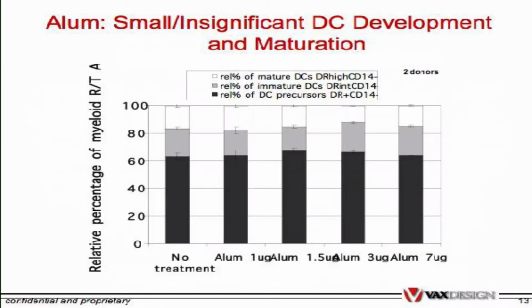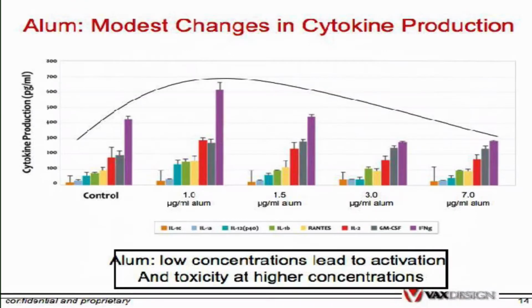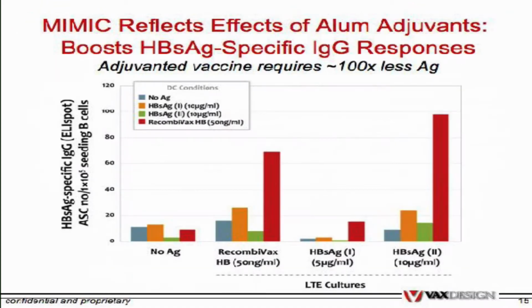The type of DCs that are generated in the presence of alum, there's a lot of question as to whether alum is toxic at certain levels. In our system, we have found that even levels up to therapeutic levels of what's used in vaccines, it generally doesn't show any signs of toxicity. But if we look at cytokine response, we get diminution of cytokine response for these various vaccines with different concentrations of alum.